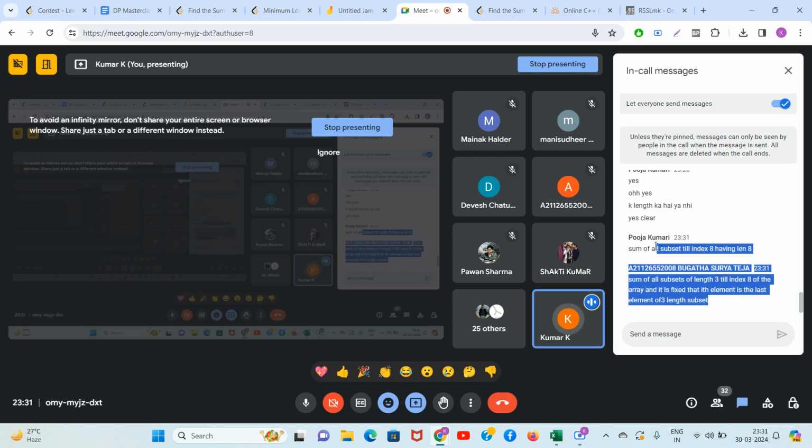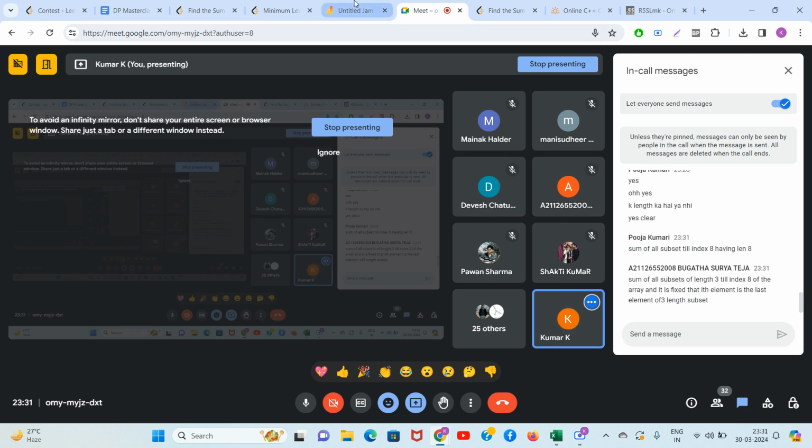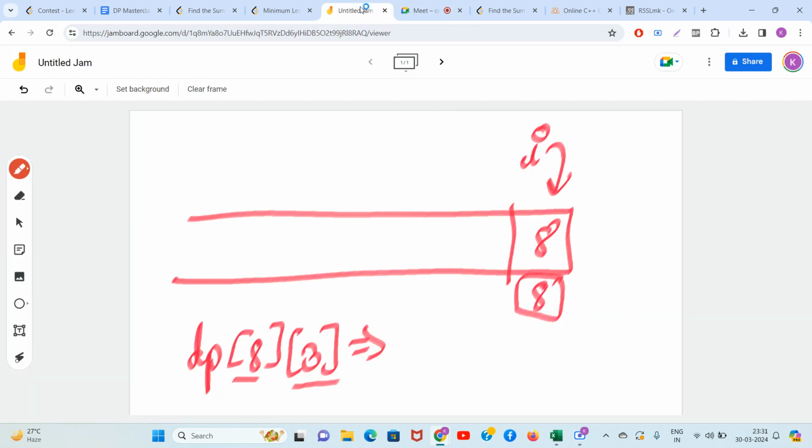Look how dedicated Surya and Pooja are to the session. That's why they are going to crack a good offer. Nobody focuses this much at 11 at night.